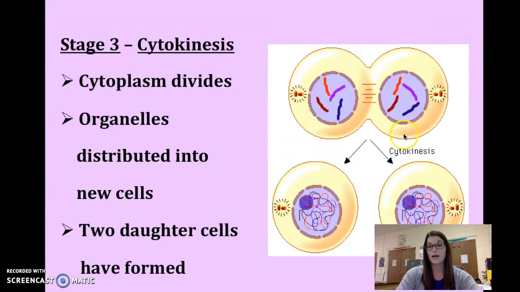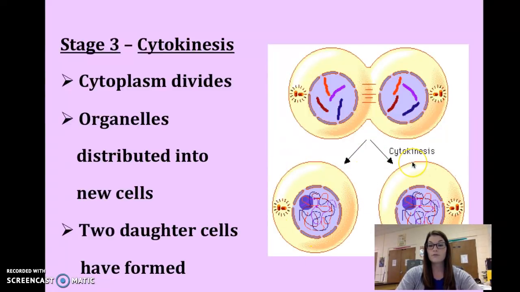This would be the step of telophase in mitosis. I have 2 new nuclei. I have all my copies of my organelles and all of my genetic material, an exact copy. And then cytokinesis is the last stage of the whole cell cycle, where I actually am dividing this cytoplasm and creating an entirely new cell.